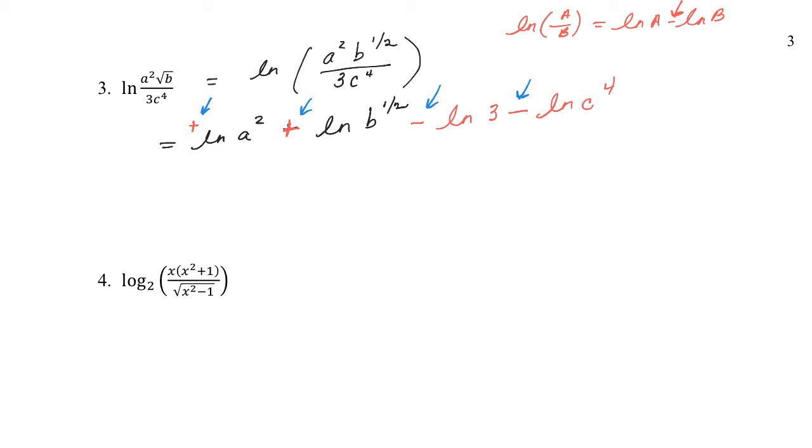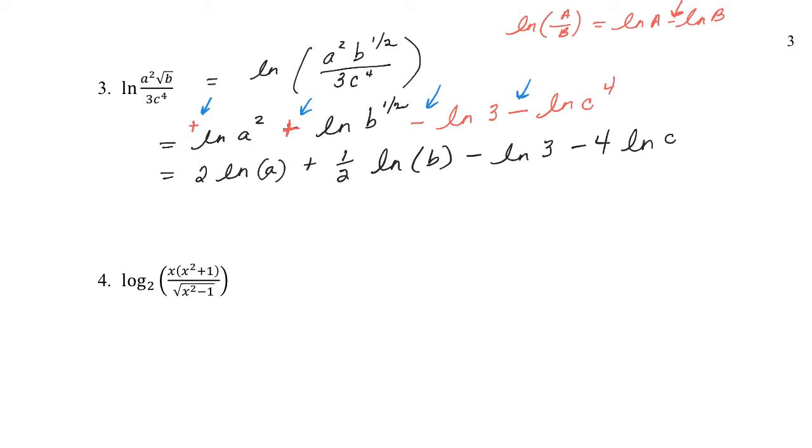Okay, so now I'm still not done. I have to use the power rule to bring those powers down front. So the power of 2 goes in the front, so 2 times the ln of a plus 1/2 times the ln of b minus the ln of 3 minus 4 times the ln of c. Okay, you can put parentheses around these if you want to. Sometimes it's necessary. Here I could have used the parentheses or not because it was obvious what I was taking the ln of. And so that is your answer, fully expanded.